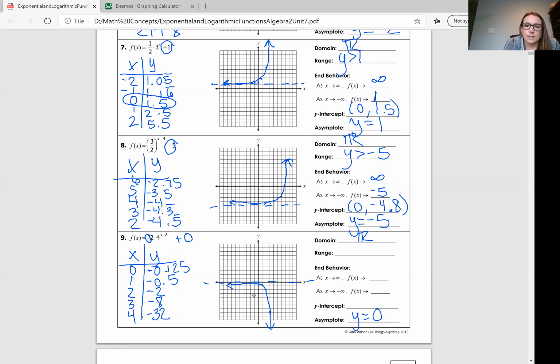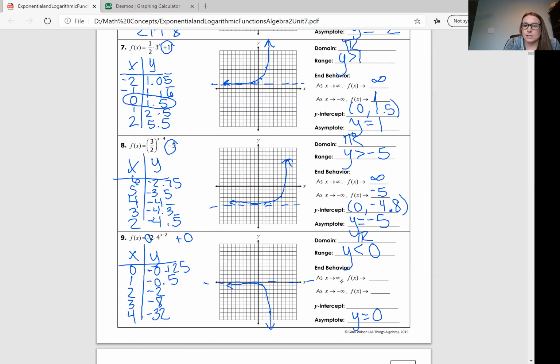Let's see. All right, so back to range. For our range, now we're not going to do y is greater than, right? Because we have nothing that's greater than. Everything is less than 0 now. So be careful when you're doing the range, okay? You really have to pay attention. It's less than 0 now.